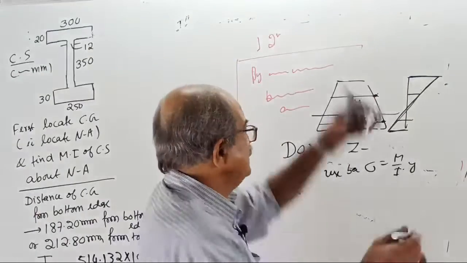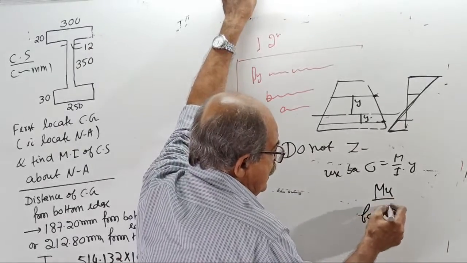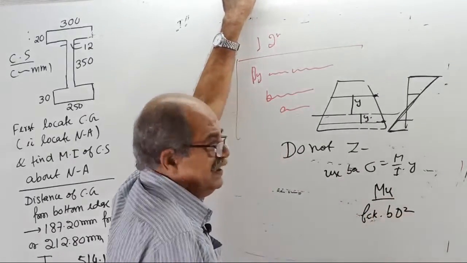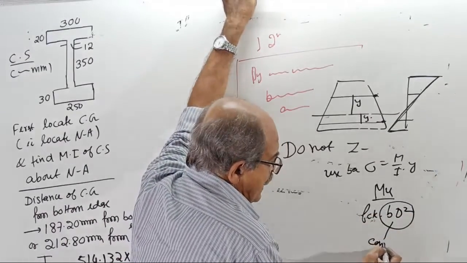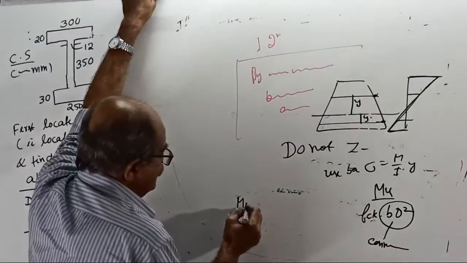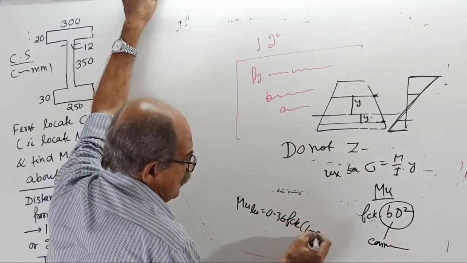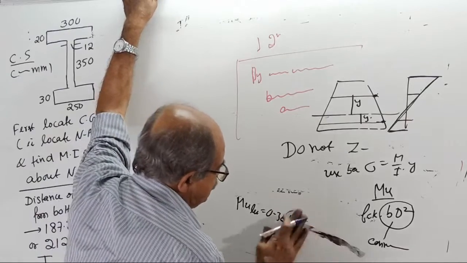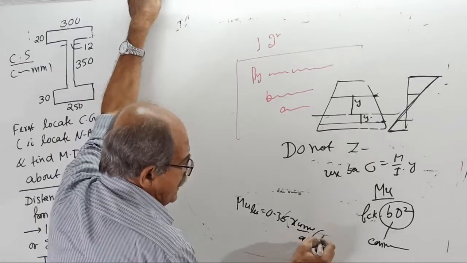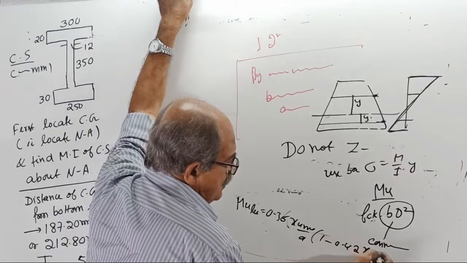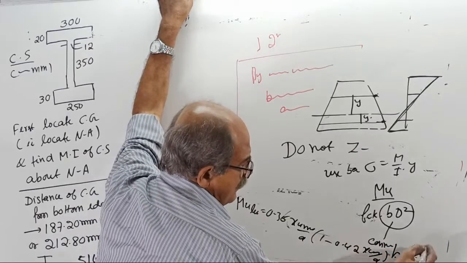See, in RCC, you write Mu by fck into b d square. Heard of it? Tell me, this b d square is actually connected with, in bending moment, Mu limit equal to 0.36 fck into 1 minus 0.42 xu max by d, into b d square into fck.